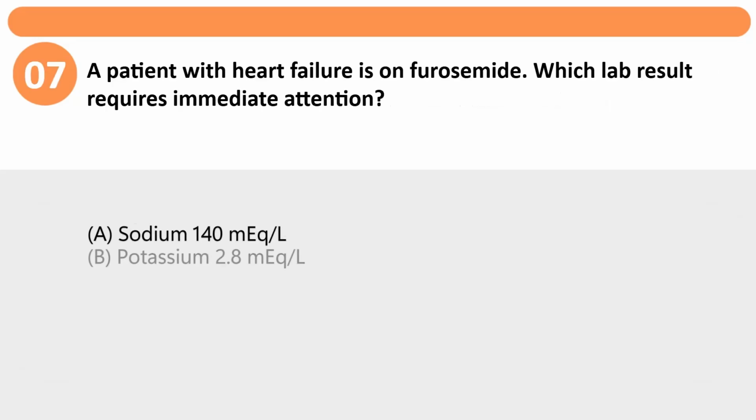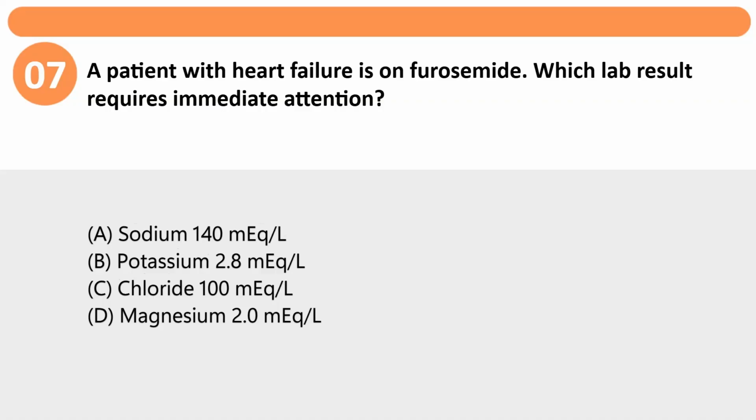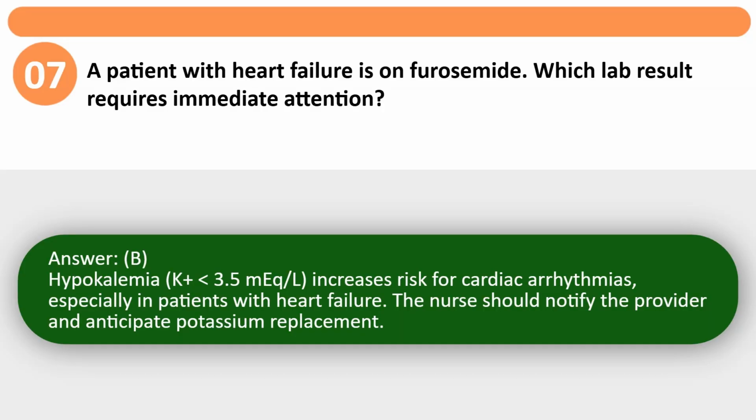A patient with heart failure is on furosemide. Which lab result requires immediate attention? A. Sodium 140 mEq/L. B. Potassium 2.8 mEq/L. C. Chloride 100 mEq/L. D. Magnesium 2.0 mEq/L. Answer, B. Hypokalemia, K+ less than 3.5 mEq/L, increases risk for cardiac arrhythmias, especially in patients with heart failure. The nurse should notify the provider and anticipate potassium replacement.